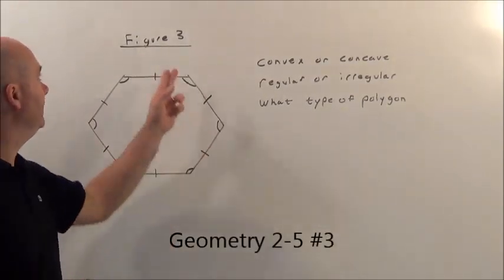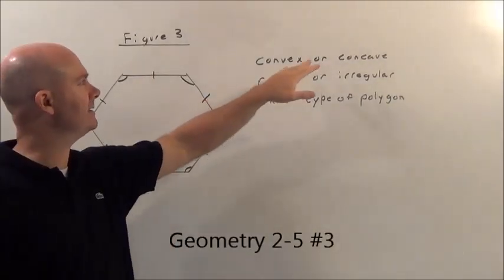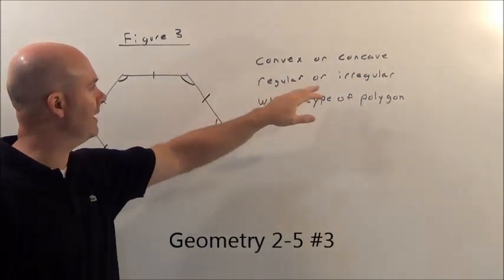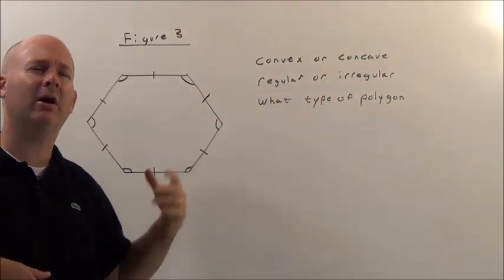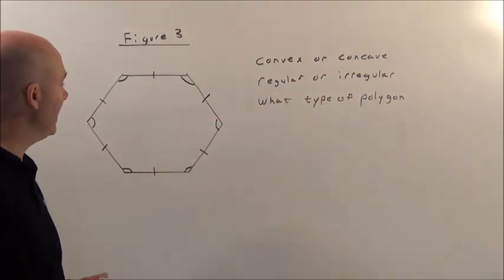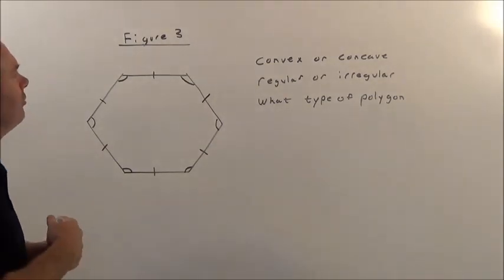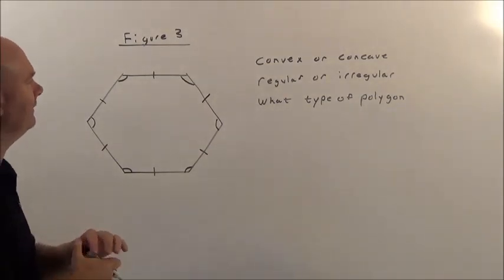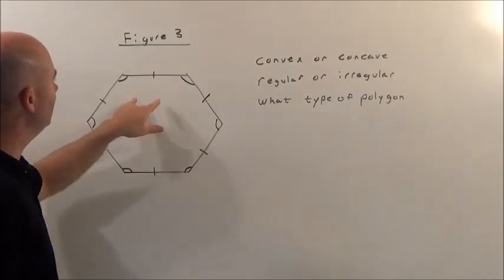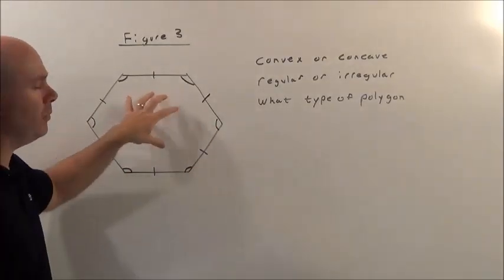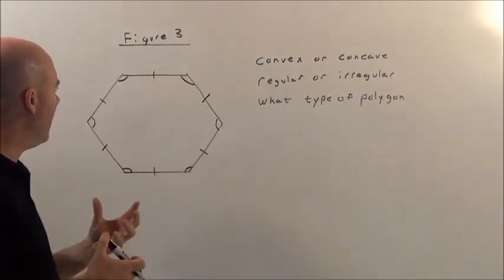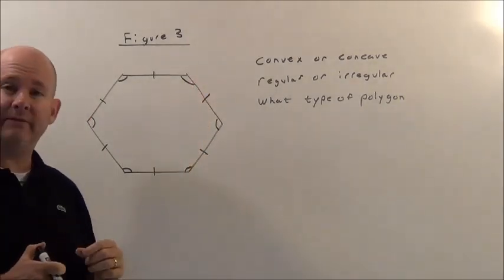Here's problem three. He gives us this figure, and it says, is this a convex or concave figure? Is it regular or irregular? And what type of polygon is this shape we have here? Well, let's start with the first bit, convex or concave. This guy is going to be convex. It's typical. Most of the polygons we have are going to be convex.